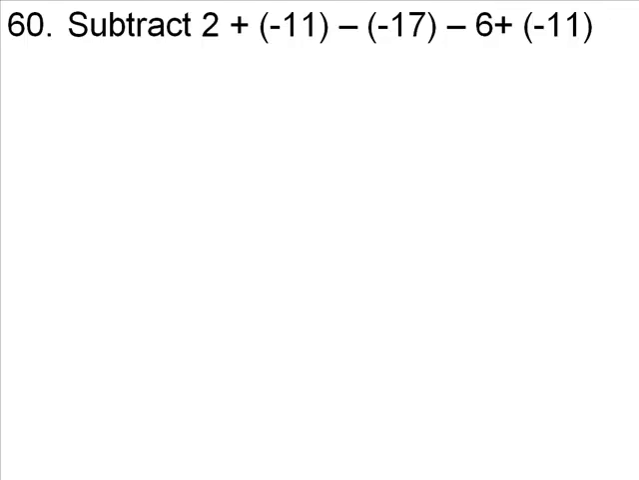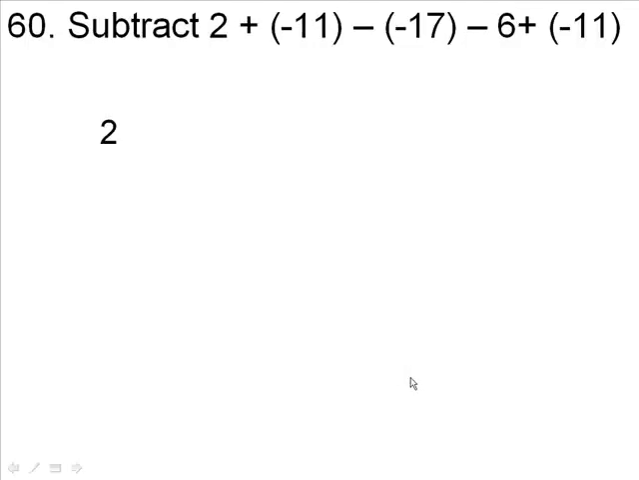Number 60, subtract 2 plus a negative 11 minus a negative 17 minus 6 plus a negative 11. Okay, first thing we're going to do, we'll copy down the 2. Now, since this is a positive, it doesn't change the sign. This just says, hey, copy down the negative 11, just like that.